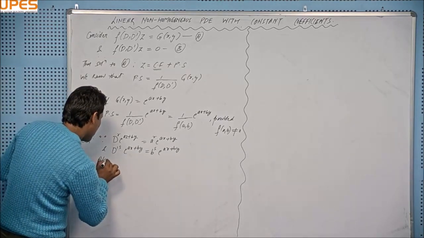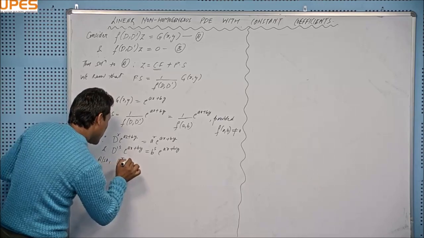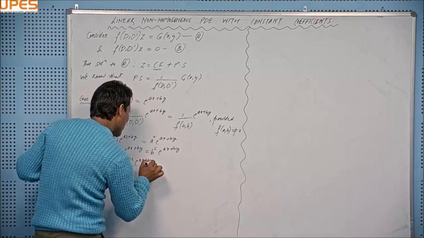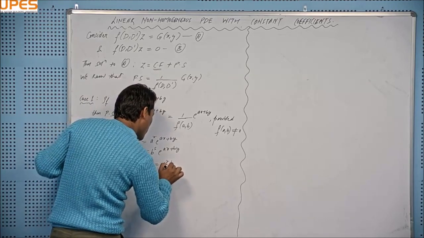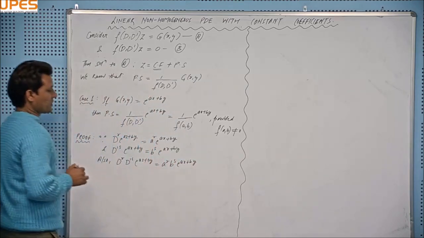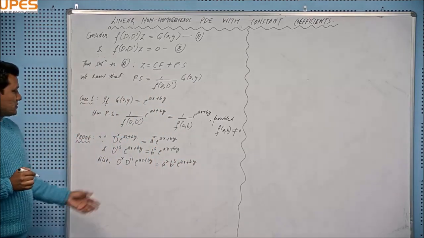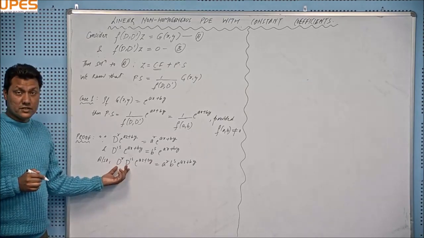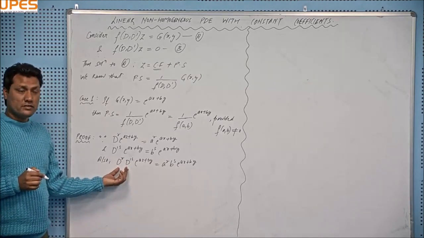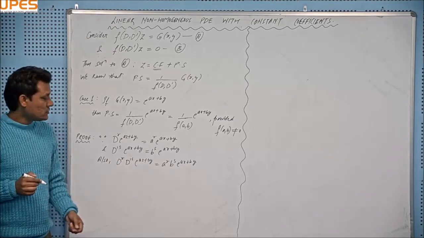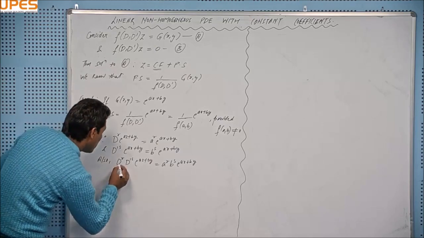Also, if I write D to the power r and D' to the power s on e to the power ax plus by, it will give me a to the power r, b to the power s, e to the power ax plus by, right? Means this is the mixed derivative, with respect to x r times and with respect to y s times. Okay. Then we can generalize.